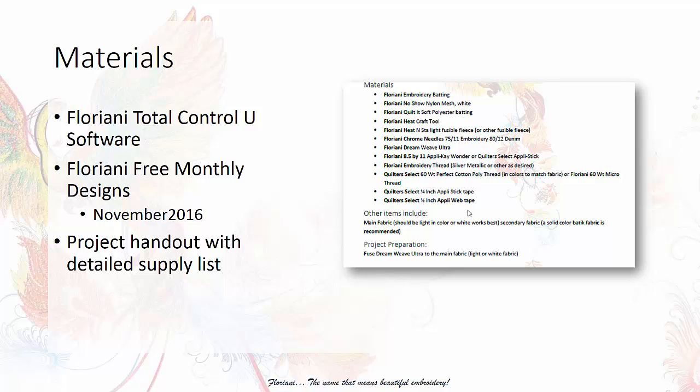Your main fabric, you need a light color and you need a secondary fabric, a dark color. The colors that I chose, I used a white fabric with the little silver dots on it. It's a Christmas fabric. And my secondary fabric is a batik. And I like the batik.